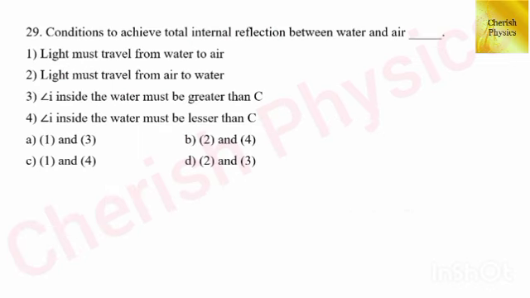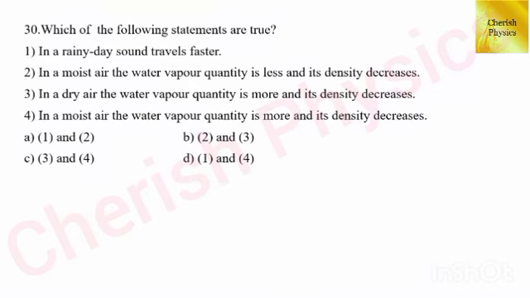29th question. Condition to achieve total internal reflection between water and air is dash. The answer is option A. 1 and 3 are correct. That is, light must travel from water to air, that is denser to rarer medium, and angle of incidence i inside the water must be greater than the critical angle C. 30th question. Which of the following statements are true?